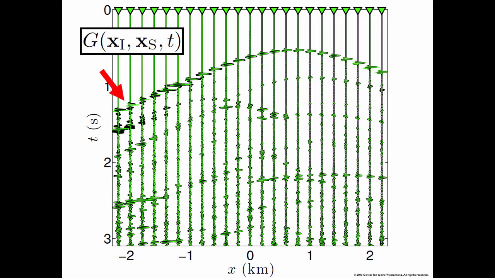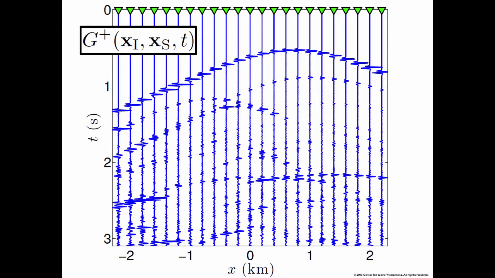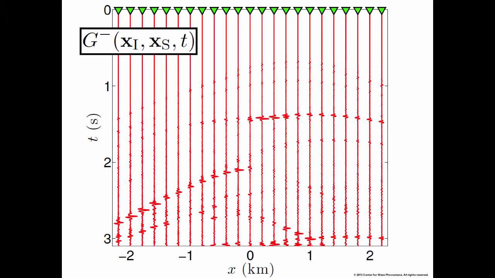This is due to the fact that we have a limited aperture and that we have waves which propagate horizontally, like refractions, which are not accounted for by our method. Let me tell you that all the traces have been multiplied by an exponential just to emphasize the late coda, which has been reconstructed very well. And this is the downgoing component, and this is the upgoing component.